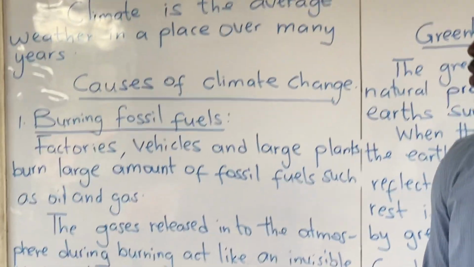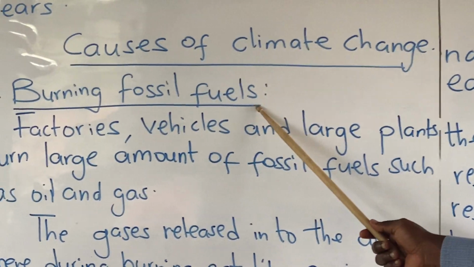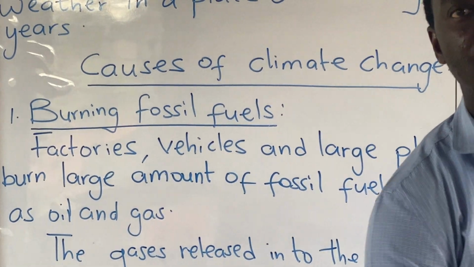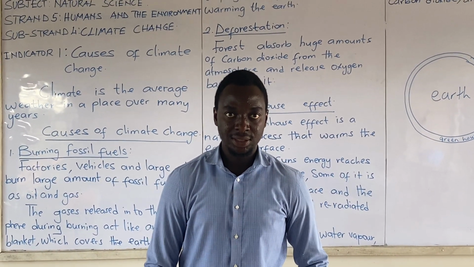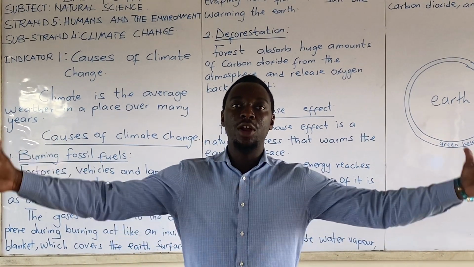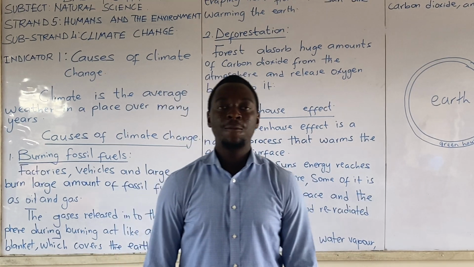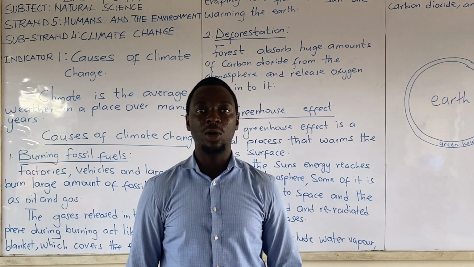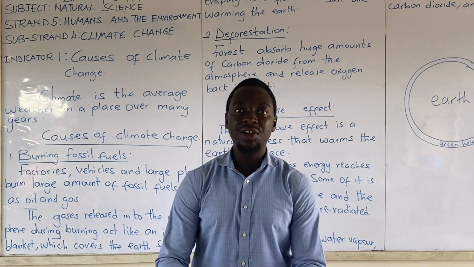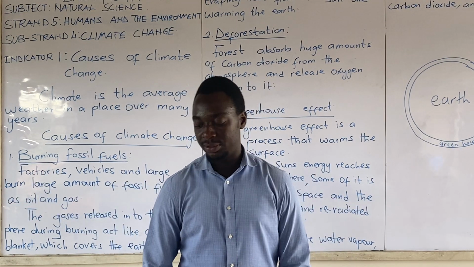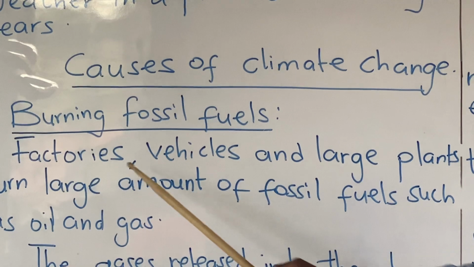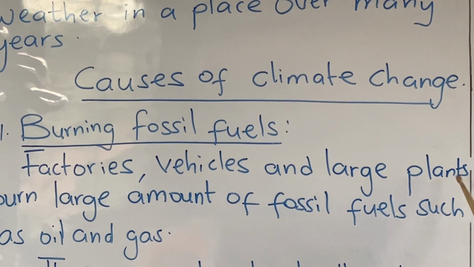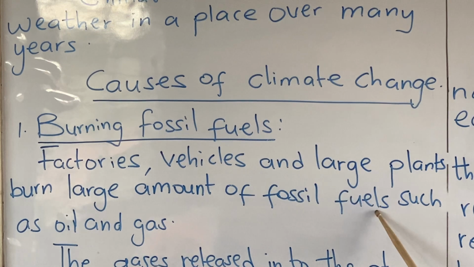The first cause that we'll be looking at is burning fossil fuels. When we say fossil fuels, we are referring to the fuels that machines use in various environments, like cars, fuels that are being used in the various industries or factories, the fuels that generators or other big plants use. That's the fossil fuels that we are referring to. Factories, vehicles, and large plants burn large amounts of fossil fuels such as oil and gas.